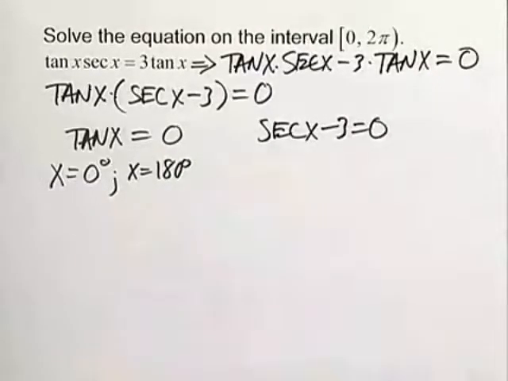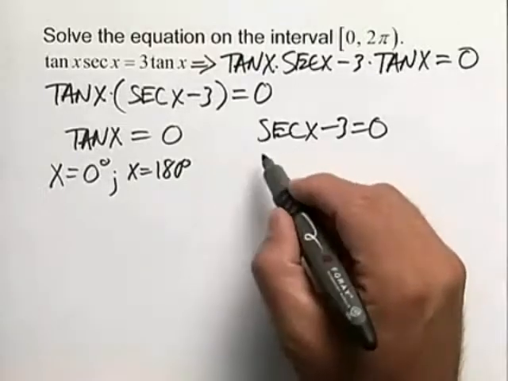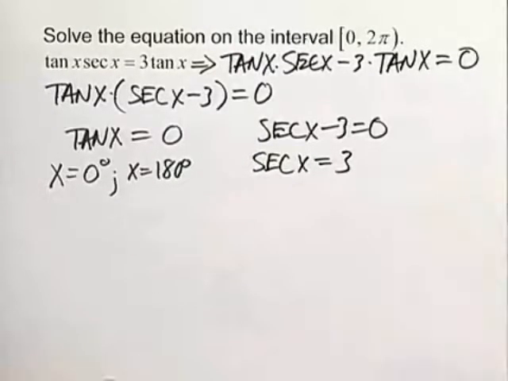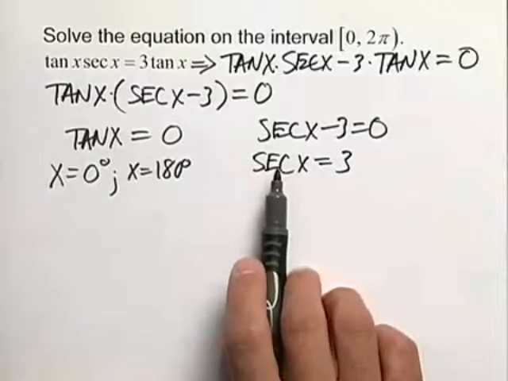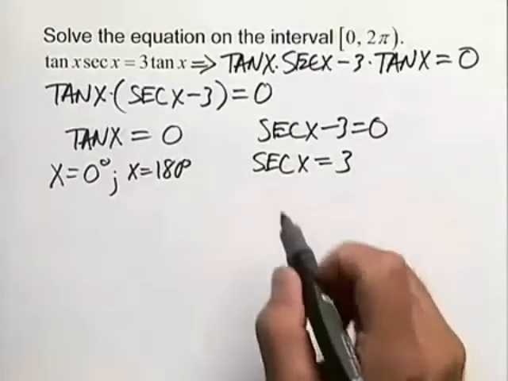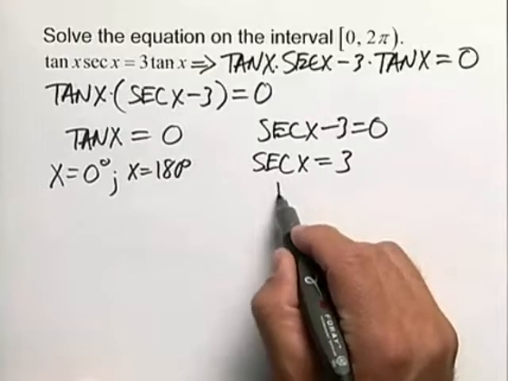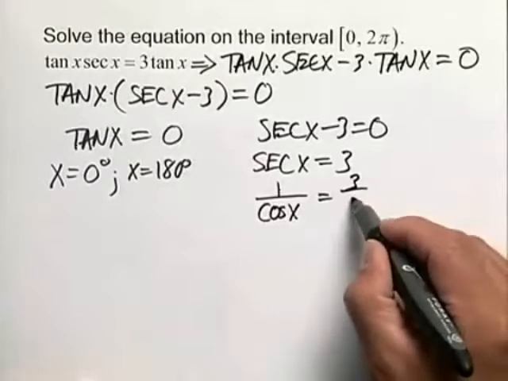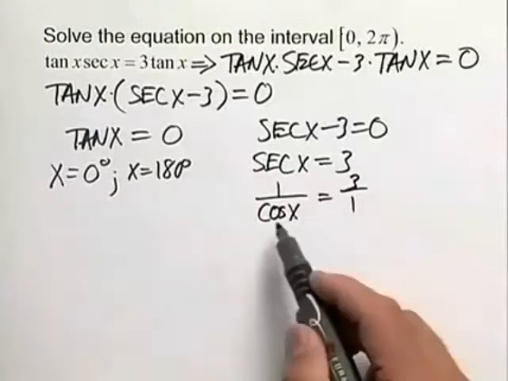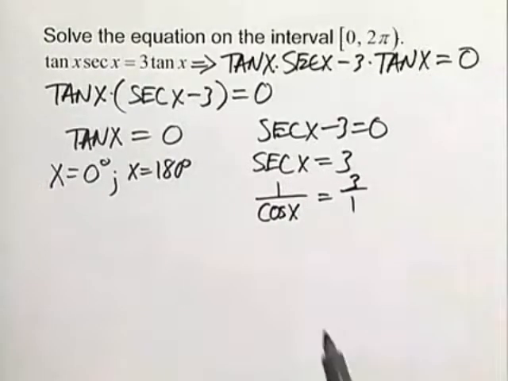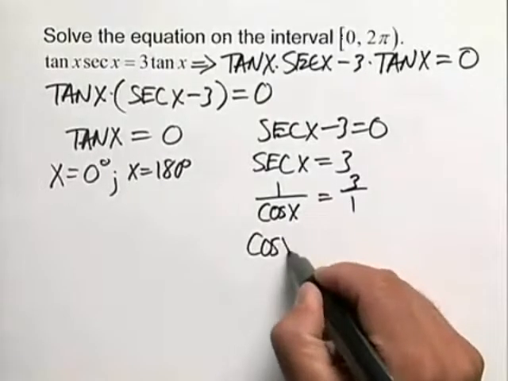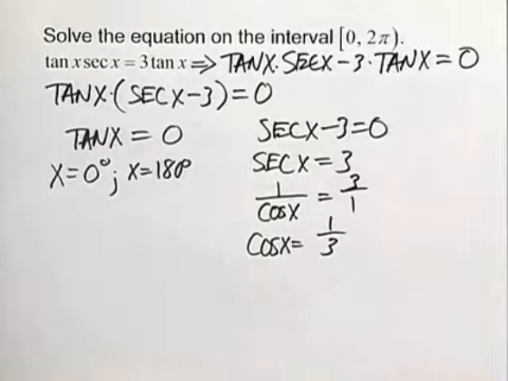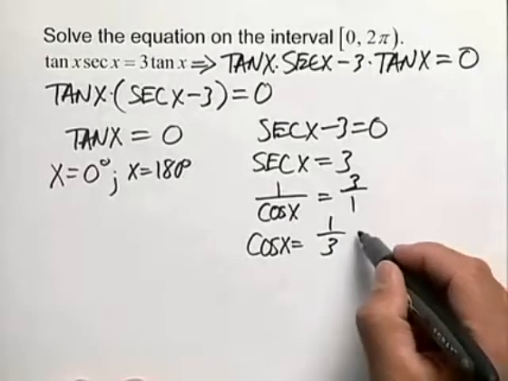Secant of x minus 3 equals 0, that's a little more involved. We need to solve for the secant of x. We know that the secant of x is equal to 3. We have to remember our reciprocal relationship between the secant of x and the cosine of x. The secant of x can be written as 1 over the cosine of x equal to 3 over 1. Now, if you cross multiply and solve for the cosine of x, we obtain the cosine of x as being equal to a positive 1/3.